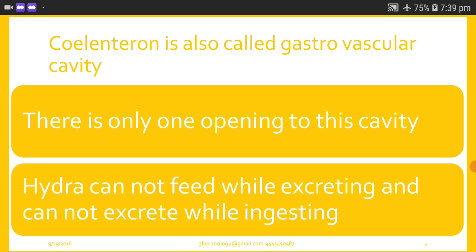As there is only one opening, namely the mouth, these coelenterates have to feed through the mouth and have to egest through the mouth. That means both feeding and egestion take place through the mouth only. As a result, Hydra cannot feed while egesting, and it cannot egest while devouring the prey or while performing ingestion. This is the greatest disadvantage of the coelenteron because of only one opening.